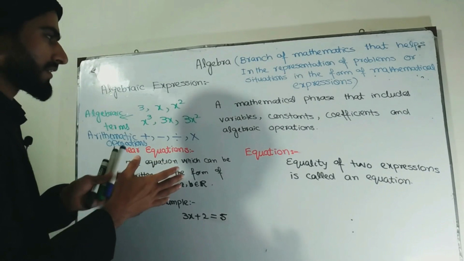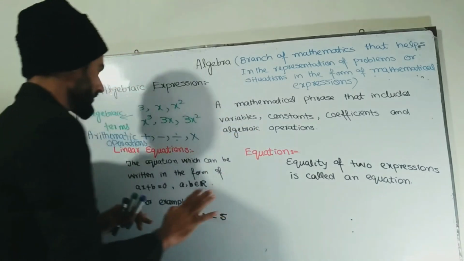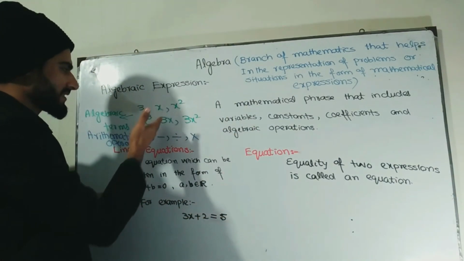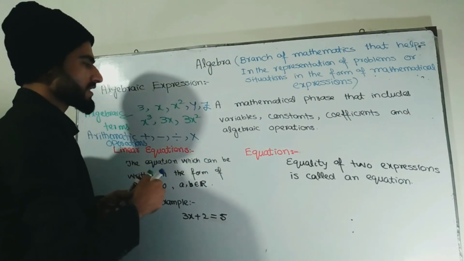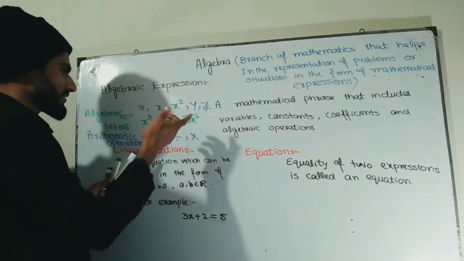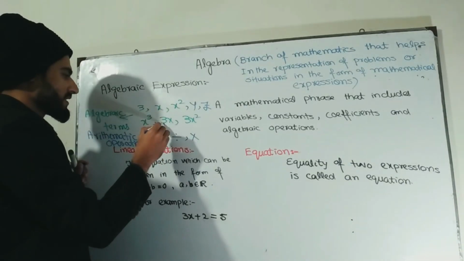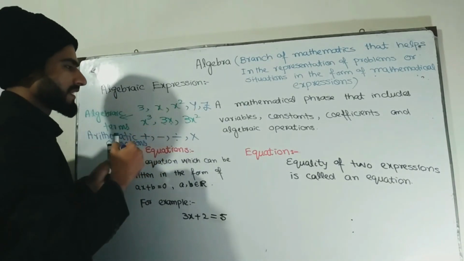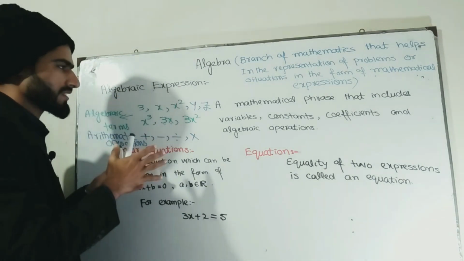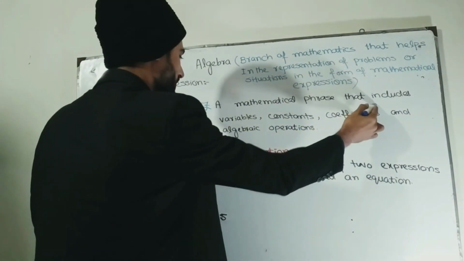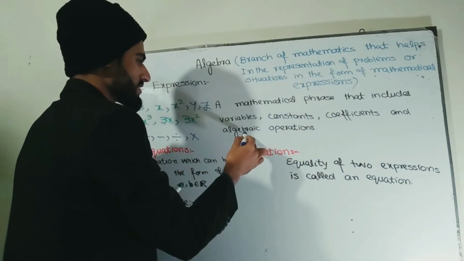So I want to recall it again: a mathematical phrase that includes variables. The variable is like x, it can be y and z too. Constants, like 3 as a constant. And coefficients, here we can see the coefficient is 3 with x. So we can complete this definition of an algebraic expression: a mathematical phrase that includes variables, constants, coefficients, and algebraic operations.